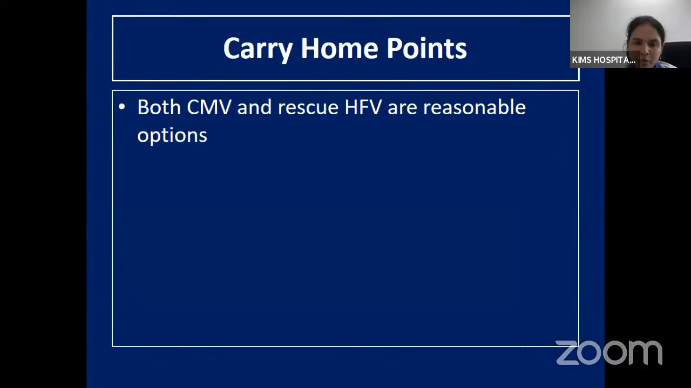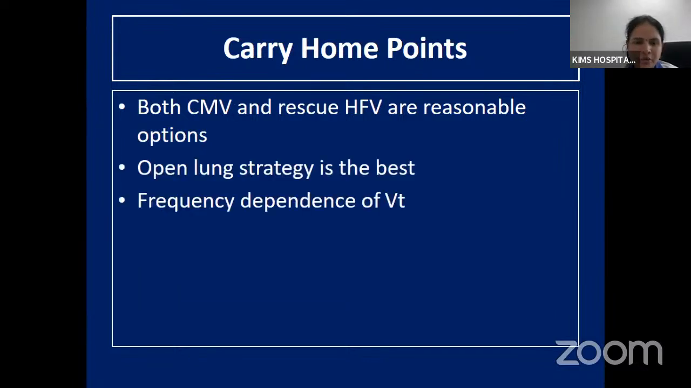So to summarize, before we move on to the bedside, the carry-home points are the following. Both conventional ventilation and rescue high-frequency ventilation are reasonable options. Elective use of high-frequency ventilation is not really supported by any scientific evidence. So whenever there is failure of conventional ventilation, we think of high-frequency. While using high-frequency ventilation, one must be aware of open lung strategy. Humidification is very, very important, and so is the need for close nursing care and monitoring for potential complications like necrotizing bronchitis, as well as the monitoring for regular need for suctioning.